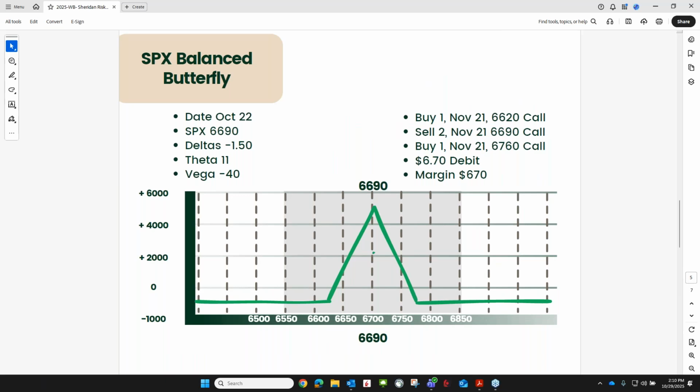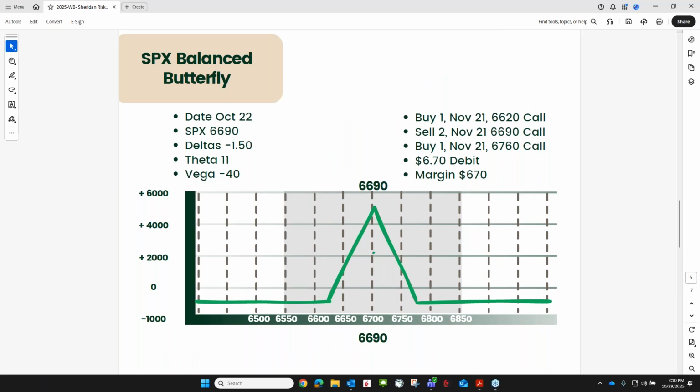And it's positive theta. You see the theta of 11 on the left-hand side. What does that mean? It just means that our short 66.90 will decay quicker than our long 66.20, which is in the money, and our 67.60, which is out of the money. So if we don't move too much, it'll produce some positive time decay.